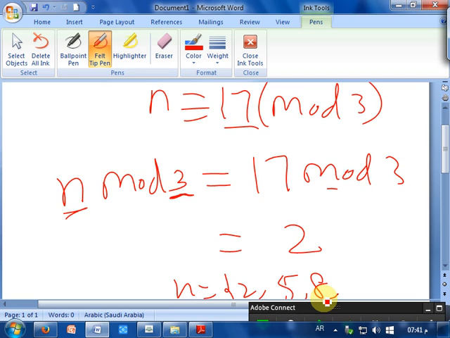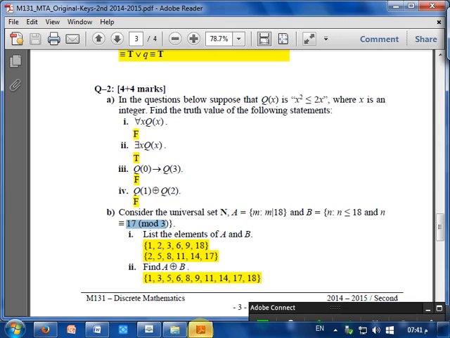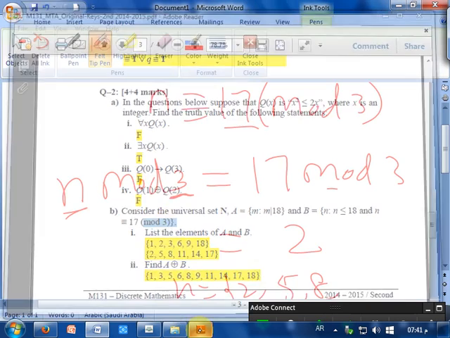9 mod 3, what you said? Why? You are not present in the question. What we are doing is trying to calculate the numbers for B. B says n, where n is less than or equal to 18 and n is congruent to 17 in mod 3. So we have to calculate the n from 1 to 18 which will give remainder 2.